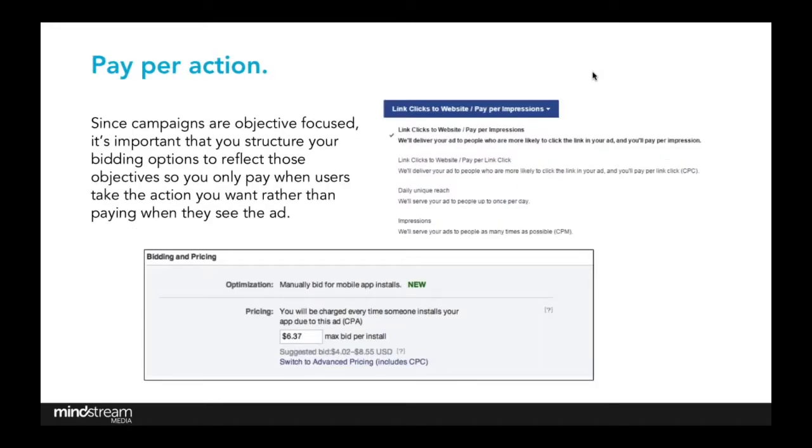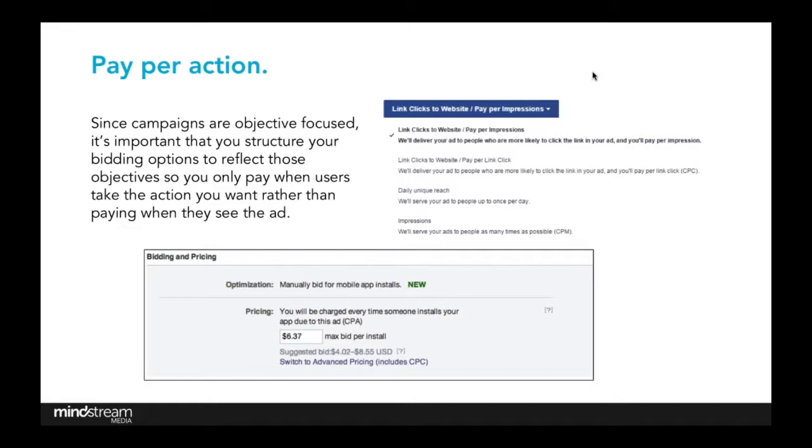And the next step to make sure that your ads are really working the best that they can do is setting up your bid settings to be structured with the objectives that you're running. If you can make it this way where you're only paying for the action that you want someone to take, that's more important than paying when they see the ad. So if you're paying per action, it doesn't matter how many people see the ad, you're not actually going to pay until they take the action you want. That really reduces the risk involved with running something like a social ad campaign.